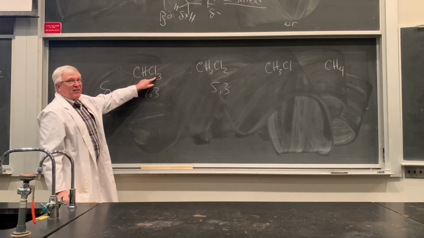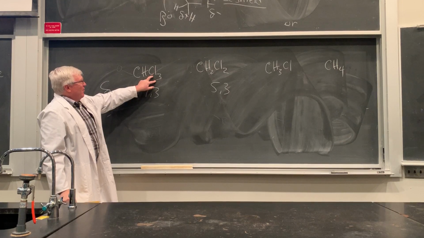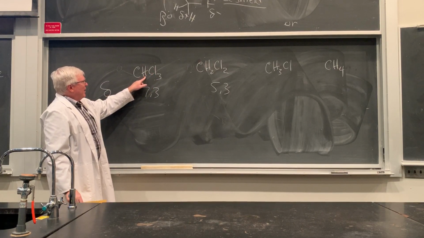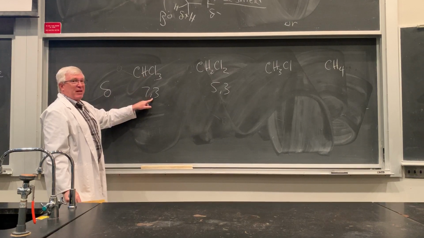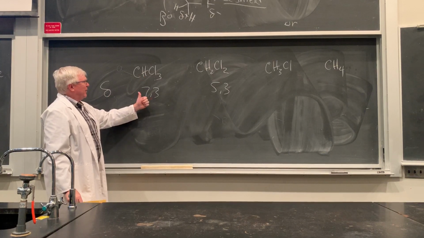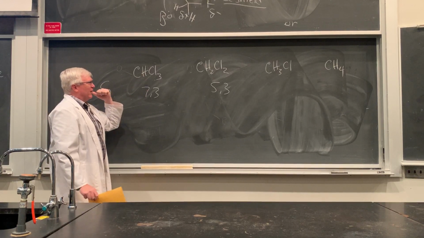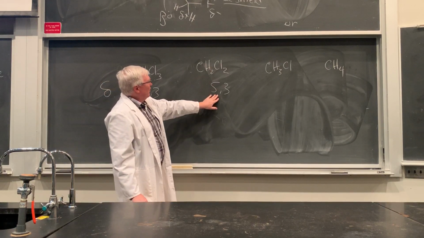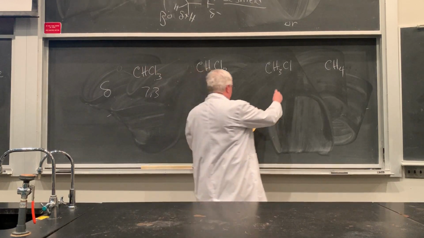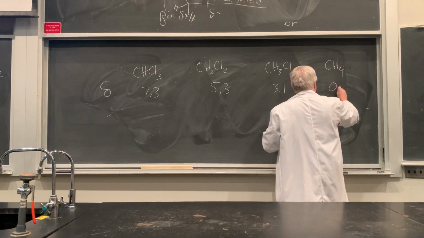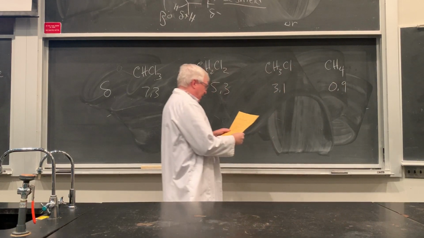Well, we've got 3 electronegative halogens now. Very electronegative, making this very partially positive and making this hydrogen extremely exposed to the external magnetic field, so it's a higher frequency to tip that out of resonance. Methylene chloride, there's 2, so 5.3. This one we've already got, what is it again, 3.1. And then methane, about the same as ethane there.